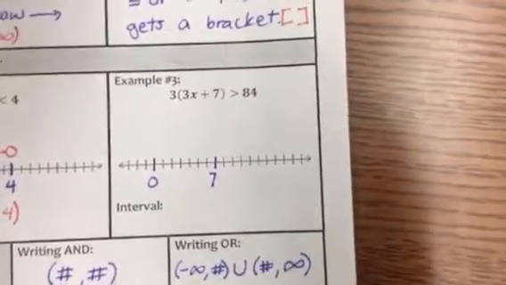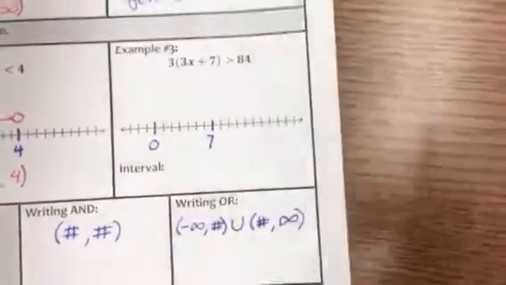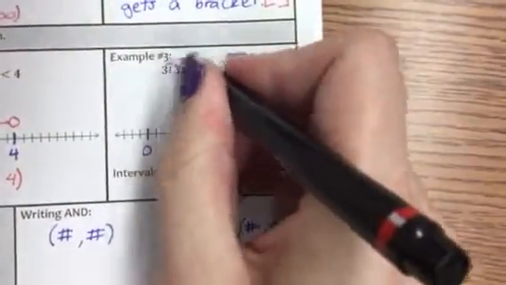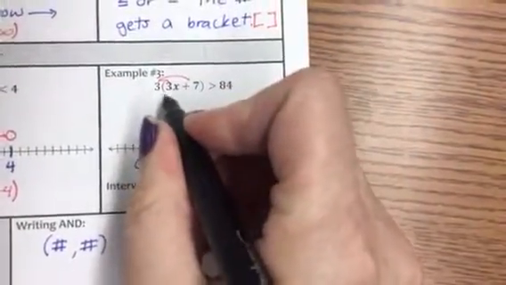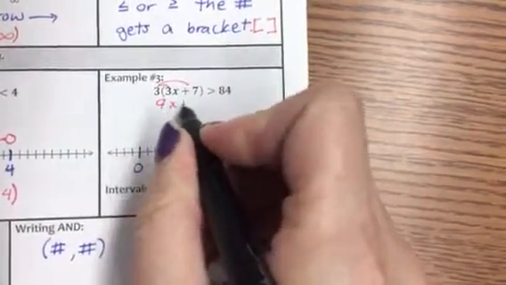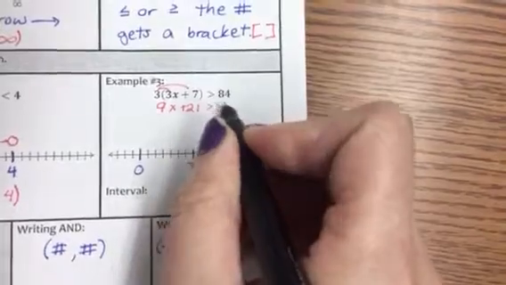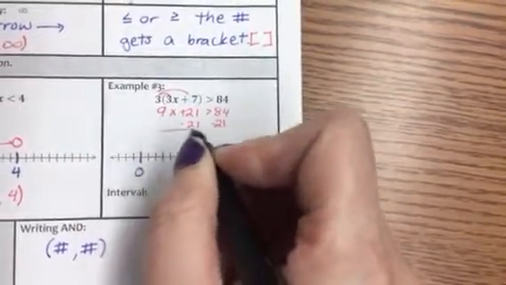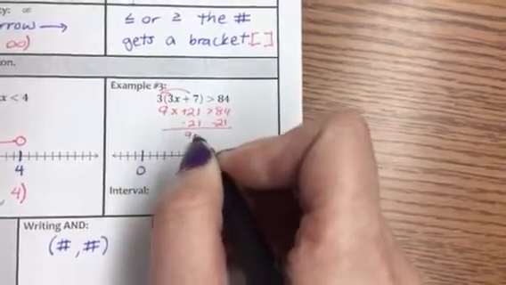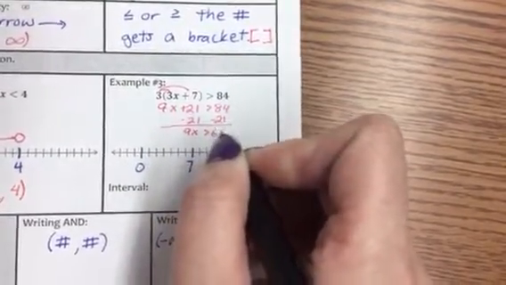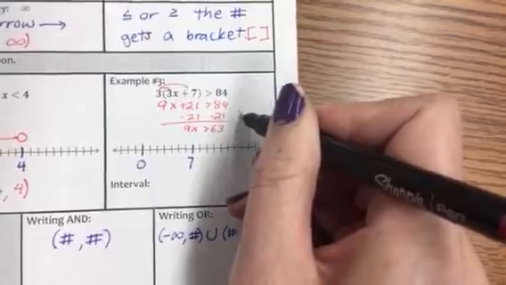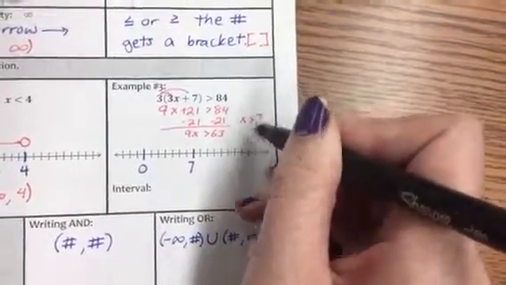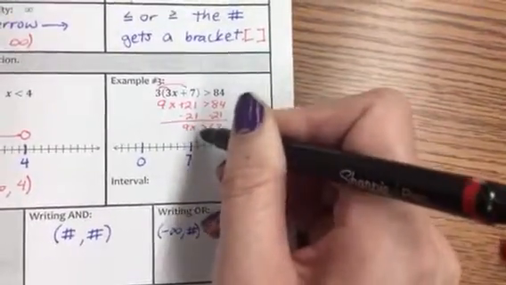Okay. On example 3, we actually have to solve this guy out. So we're going to distribute the 3. Sorry for the shaky cam, guys. This is the best I can do. We got 9x plus 21 is greater than 84. Subtract 21 on both sides. We get 9x is greater than 63, which means that x is greater than 7 when we divide both sides by 9.